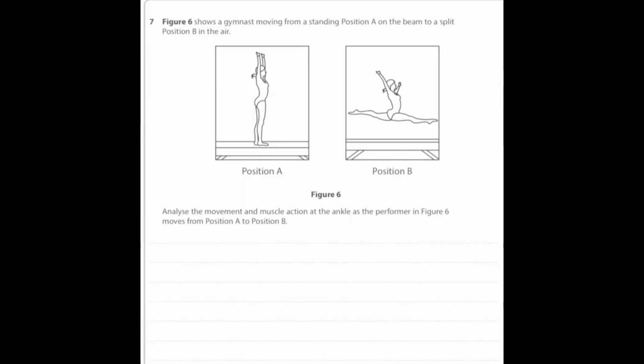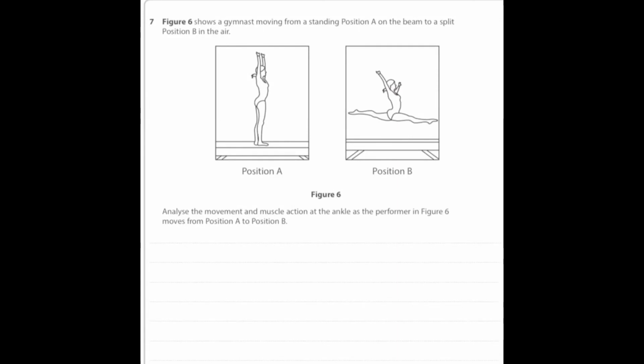Okay, so I'm going to be doing one more long answer question, and then tomorrow I will also be posting another video of some further long answer questions for either paper 1 or paper 2. So I've skipped question 7 to finish on a good question. So figure 6 shows a gymnast moving from a standing position A on the beam to a split position B in the air. So the question is, analyse the movement and muscle action at the ankle as the performer in figure 6 moves from position A to position B.